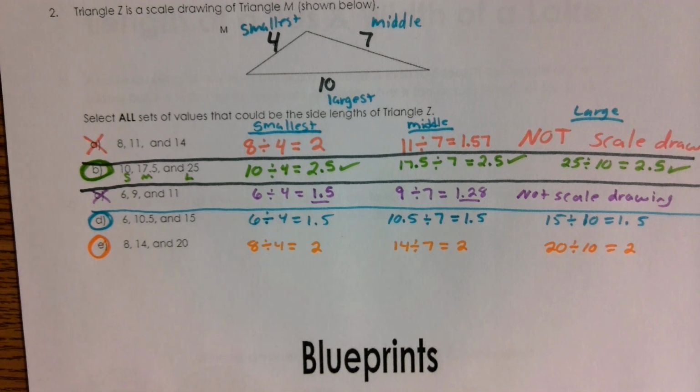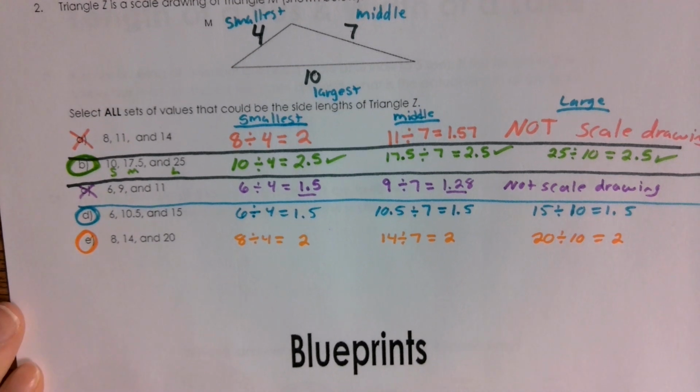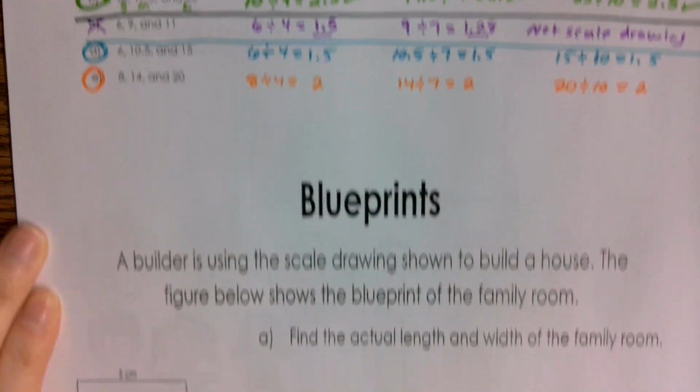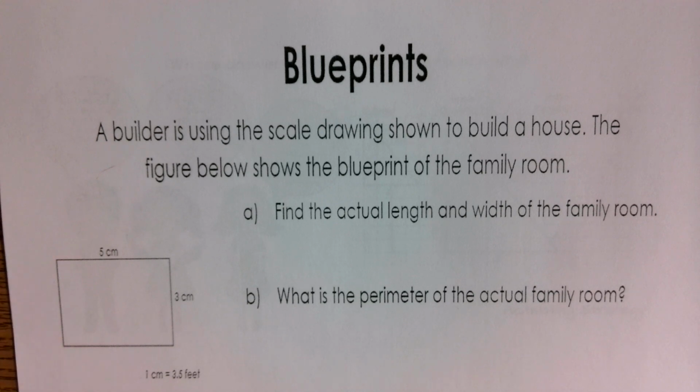Again, it has to work for all of the sides, all of the measurements in order for it to be considered to be a proper or proportional scale drawing. Okay, any questions? All right, let's take a look at the next one down here. So again, I told you guys before, blueprints. With blueprints, they are basically like a map, a scaled down map drawing of maybe a room or a building, things of that sort.